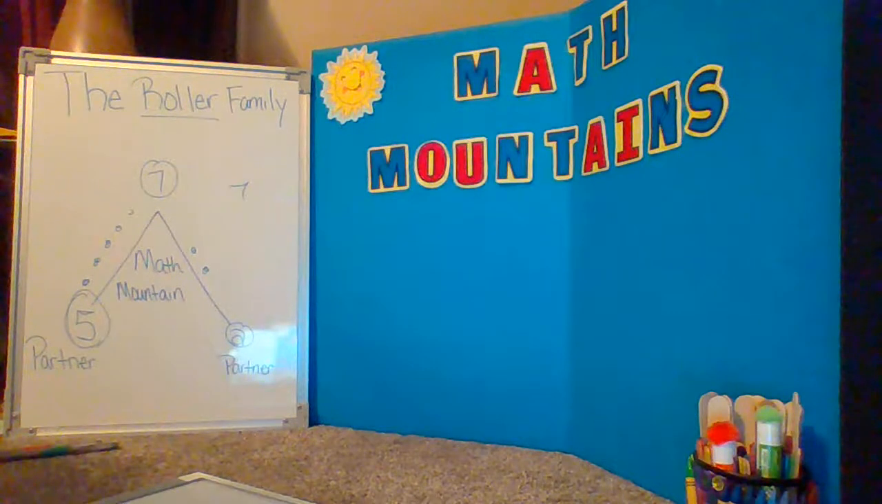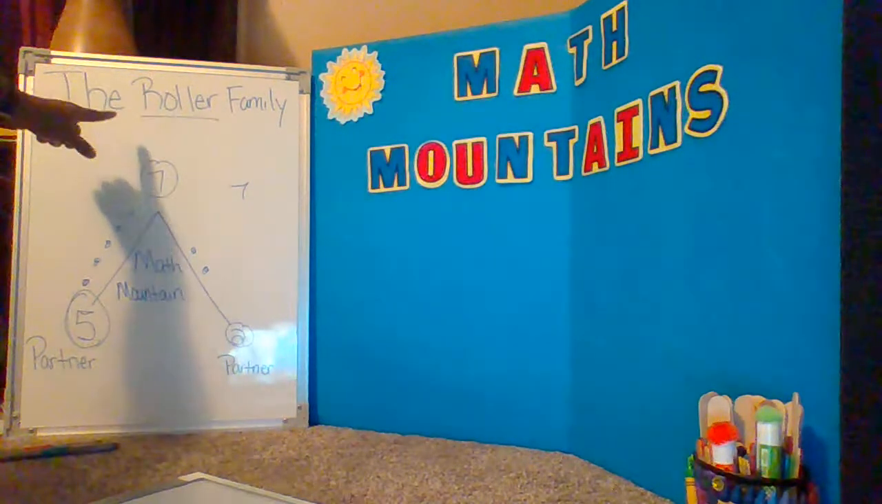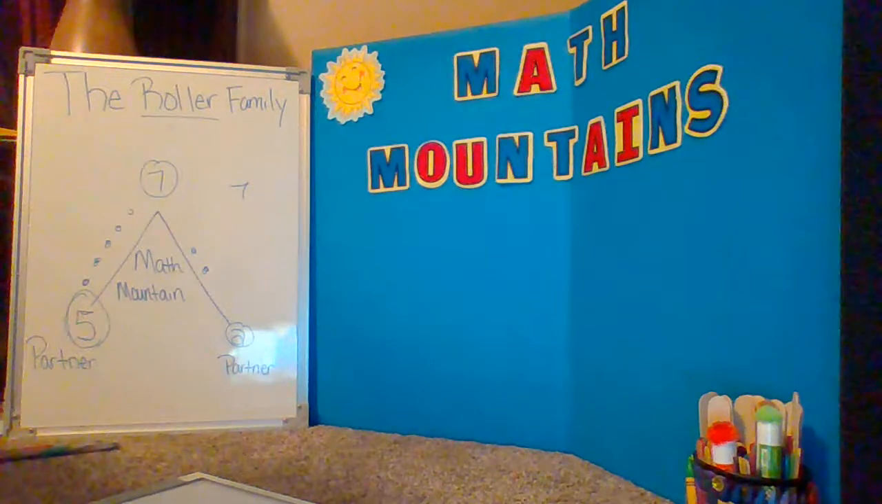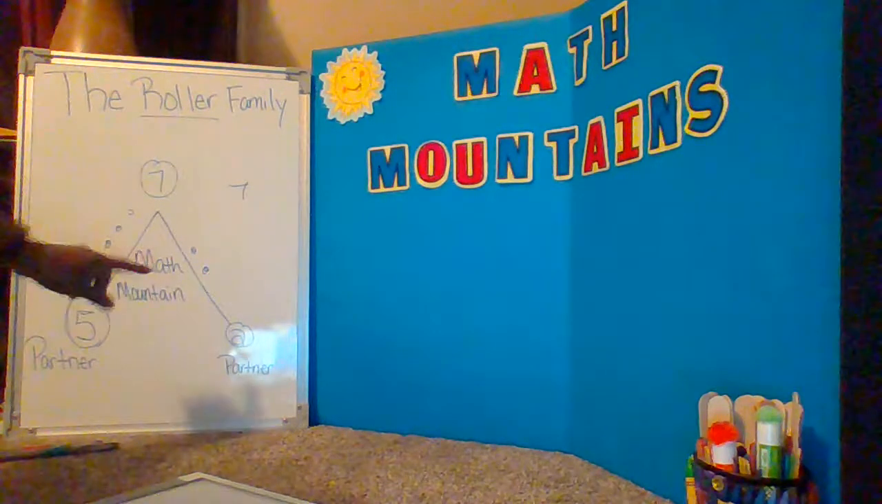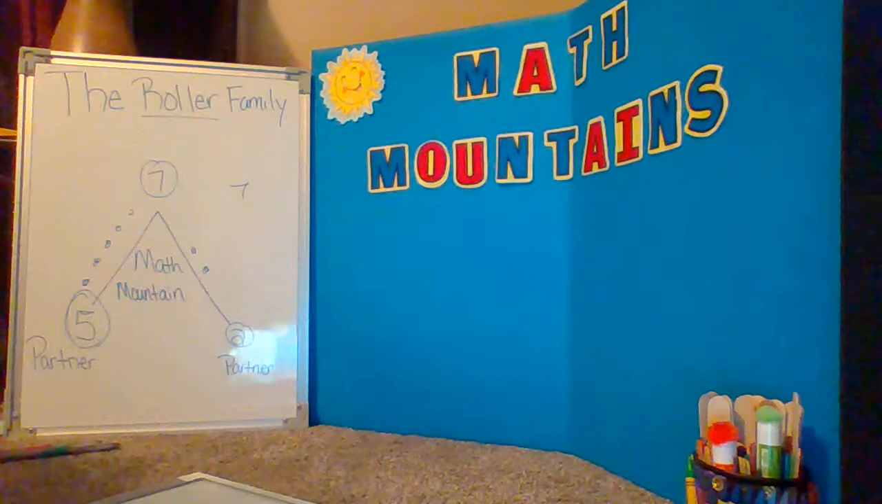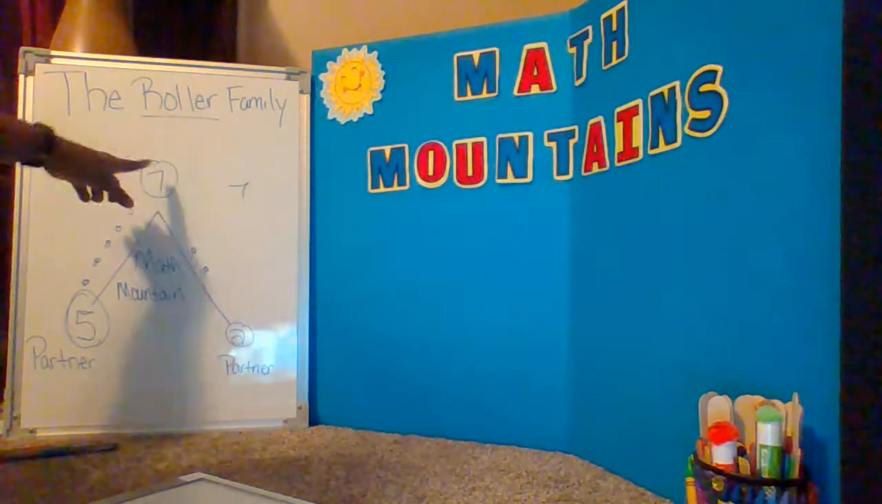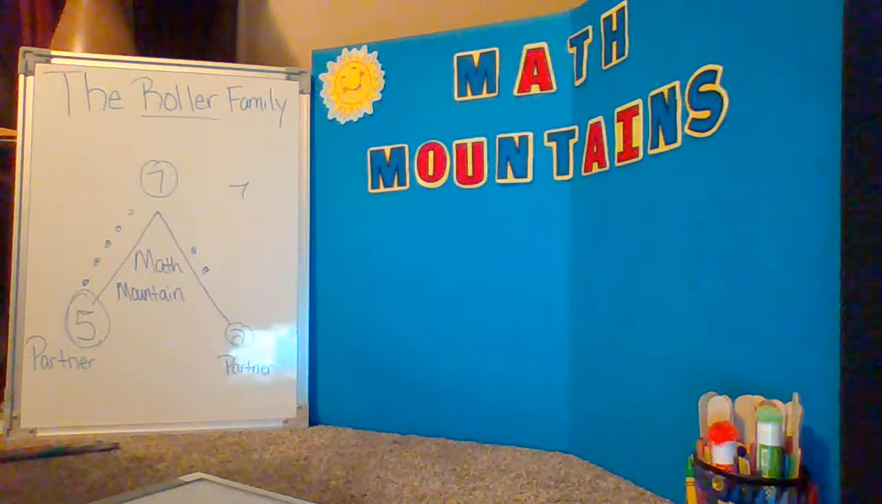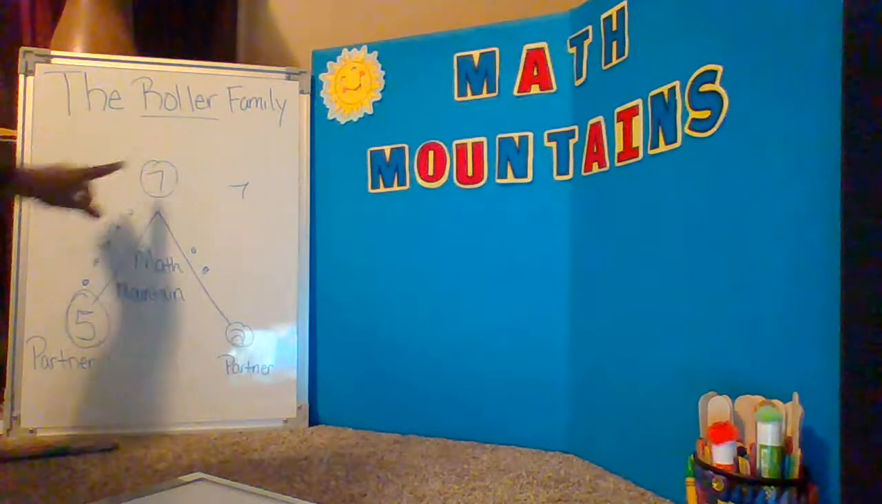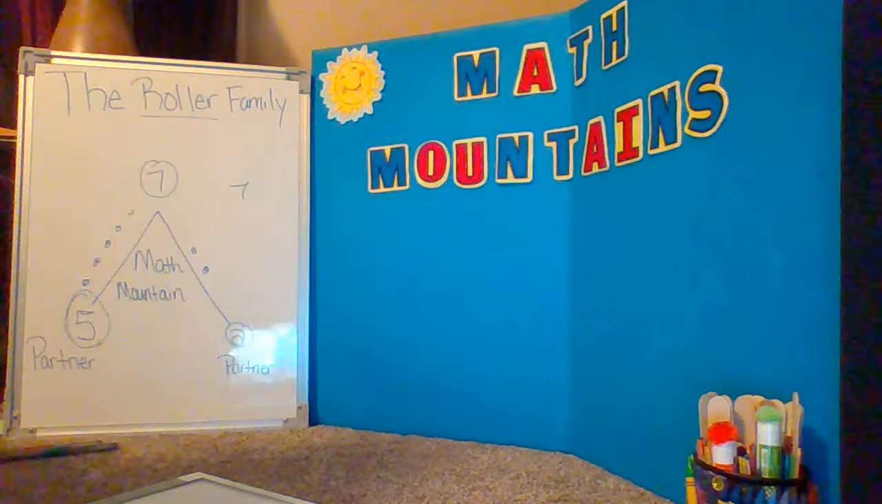So again, the top number is your total or your whole number, and the numbers to the left and the right are going to be your partner numbers, which are the numbers that we're trying to meet to represent that whole number. So this number can change, but so will these. Each roller family that comes out, depending on how many comes out and starts to play, will determine what our partner numbers are at the bottom.